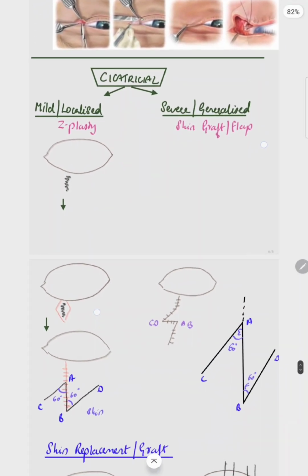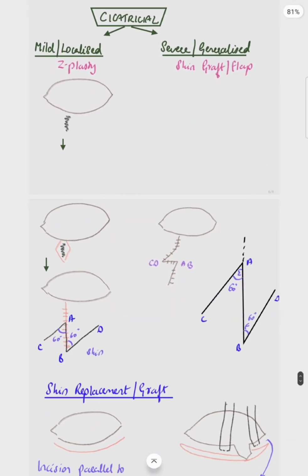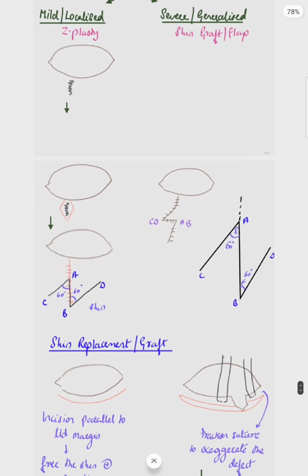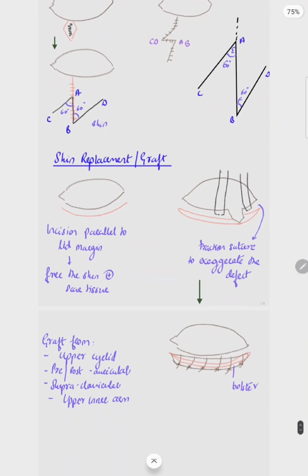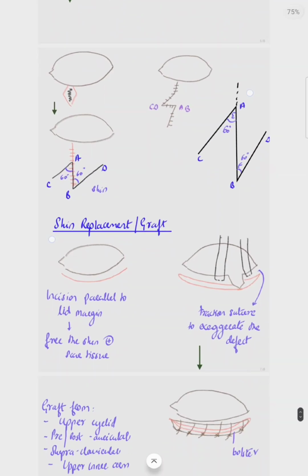In case of cicatricial ectropion, if it is mild or localized, then we do a Z-plasty. If it is severe or generalized, then a skin graft or flap is done. In Z-plasty, we give a Z incision. The diagonals here, A, C and B, D, are drawn at a 60 degree angle to the scar AB. The diagonal line should be the same length as the scar. When the tip F is pulled towards C and tip E is pulled towards D, the flaps E and F are transposed.